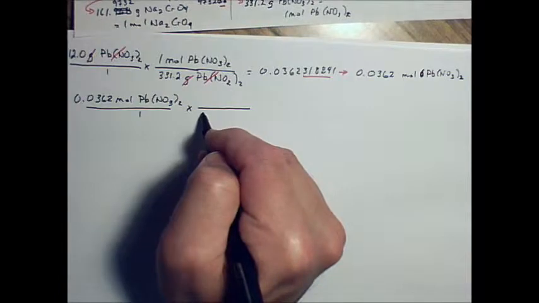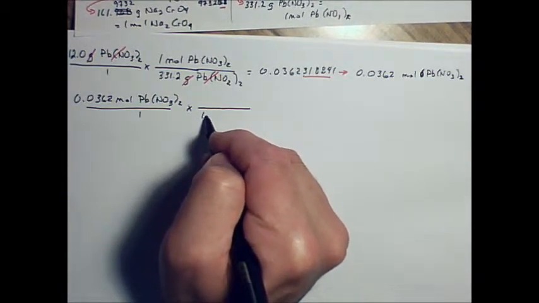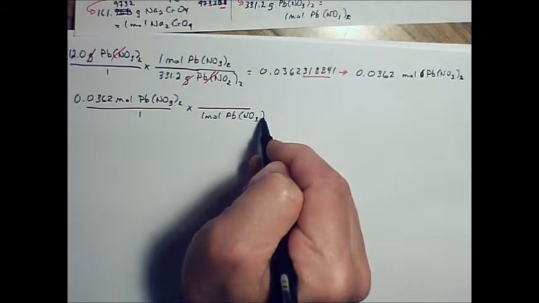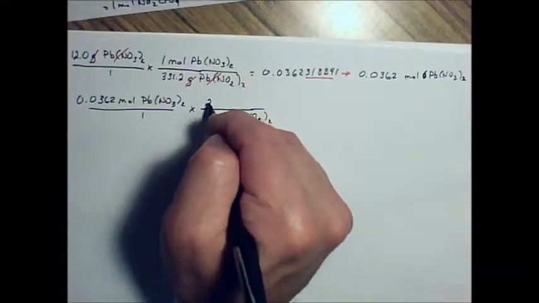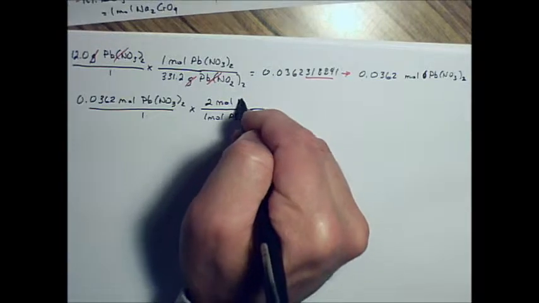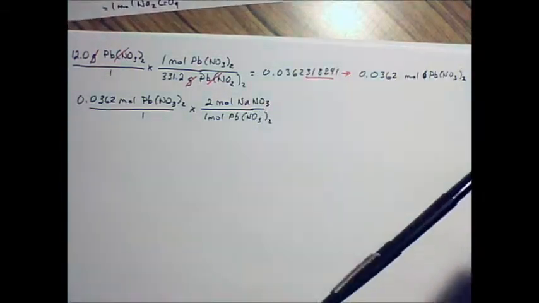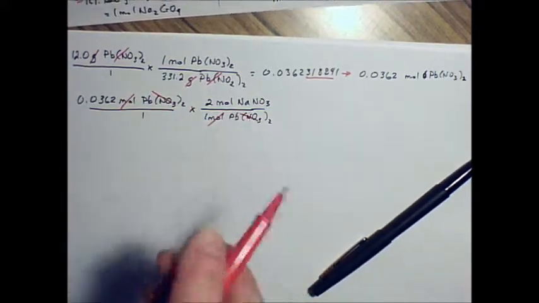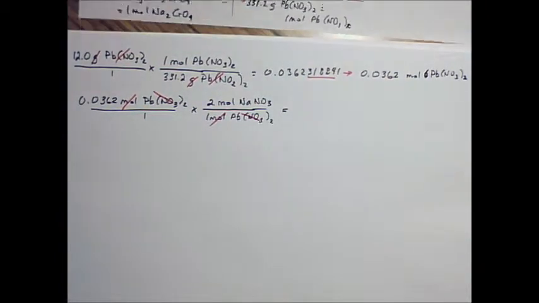So 1 mole from the equation, but we've got 2 moles of sodium nitrate. I'm going to cancel. And we're going to multiply.